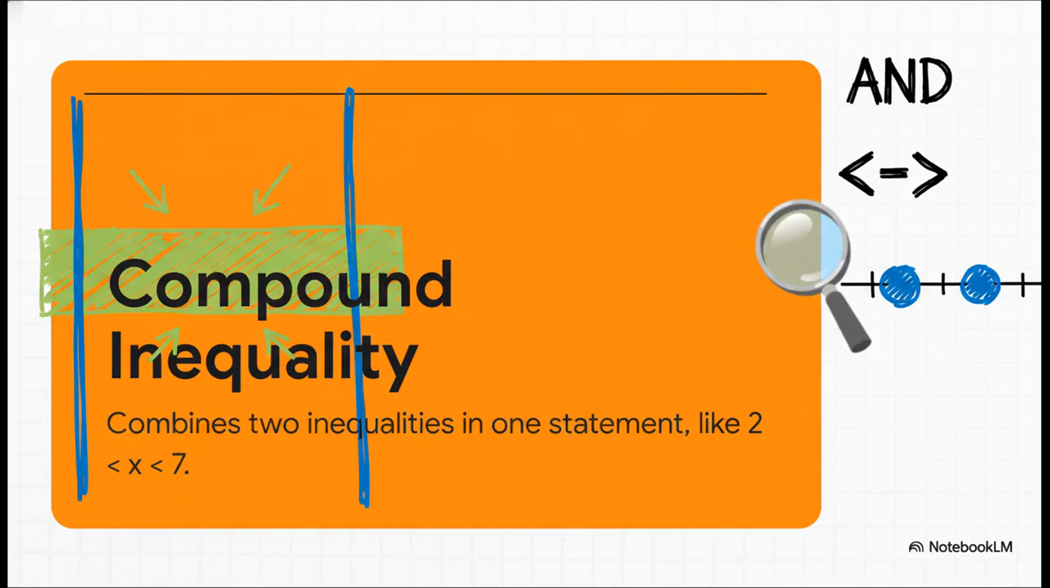These are basically the workhorses you're going to use to solve most everyday problems with boundaries. Next, we have these cool things called compound inequalities. These are perfect when you want to find a range that's stuck between two different values. So a statement like 2 is less than x is less than 7 is just a super compact way of saying two things at once. x has to be bigger than 2, and it has to be smaller than 7.